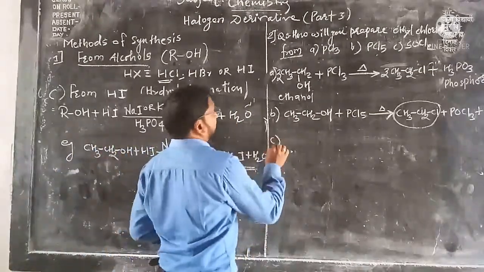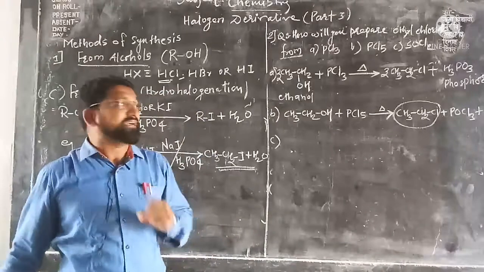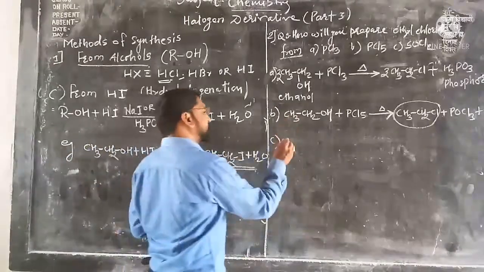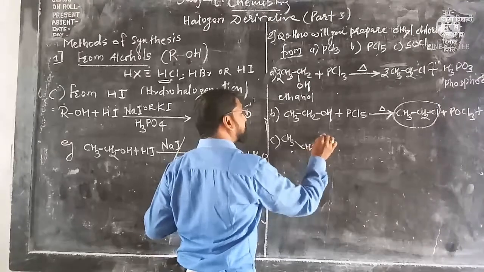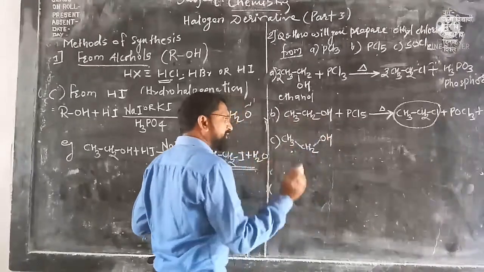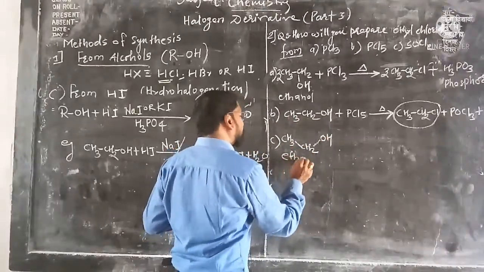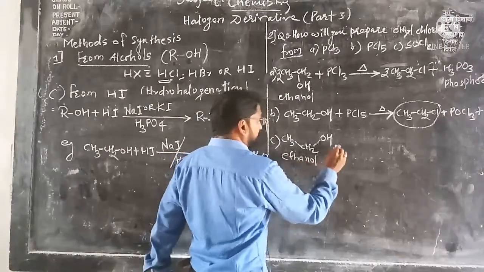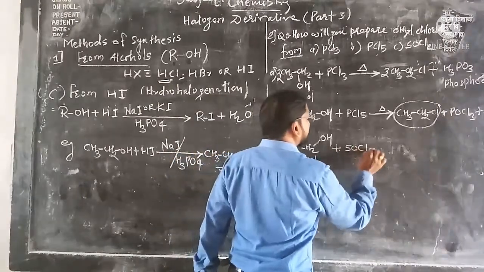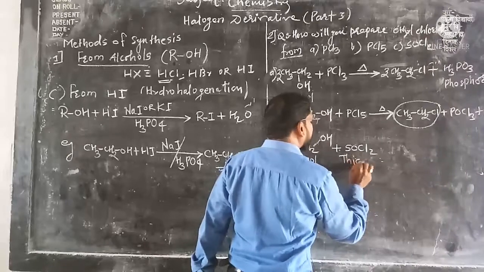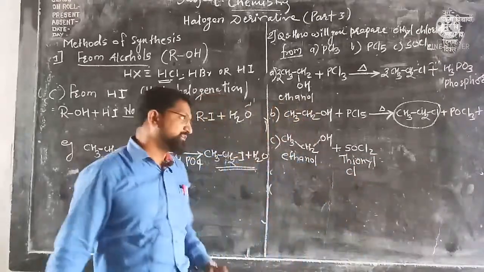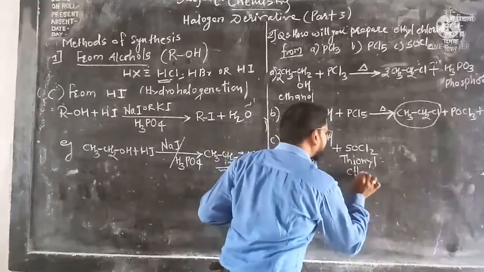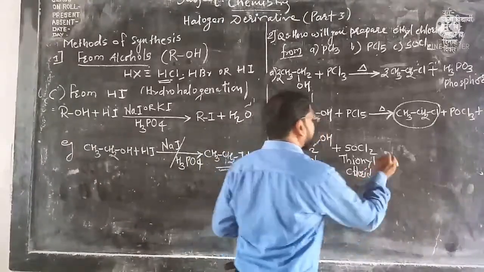After that C, from what do we have to prepare ethyl chloride? Thionyl chloride. Again take the same molecule of alcohol, CH3CH2OH, you can write it in zigzag manner also, no problem. What is this? Ethanol plus SOCl2. What is the name? Thionyl chloride. See here, thio compound means sulfur containing compound. Very simple reactions.